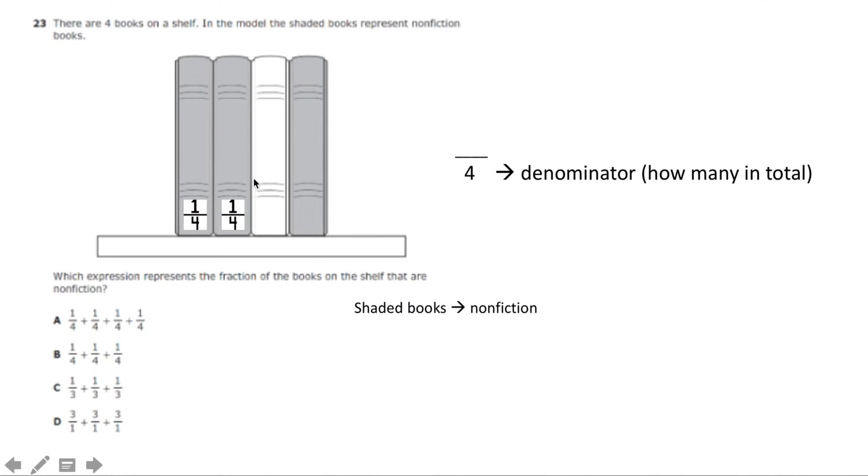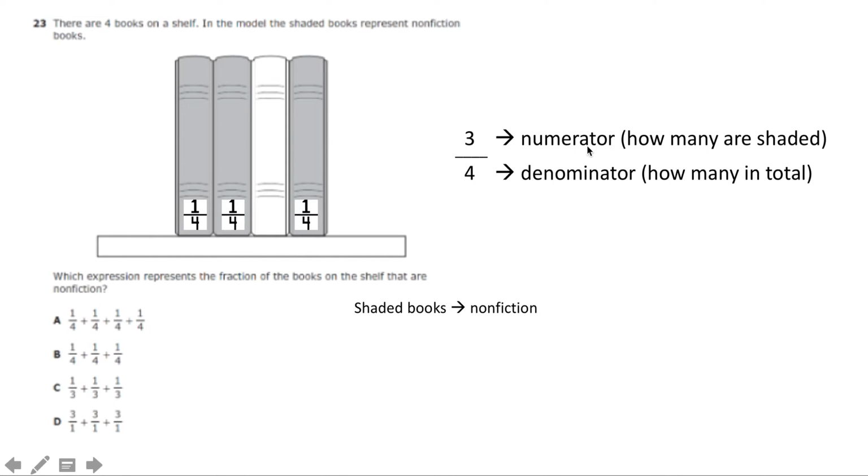I'm going to skip this non-shaded book because the question's not asking me about that. It's only asking me about the nonfiction books. So this is not going to be included in my expression down here. I'm going to go on to the next one. That one's going to be 1/4. So now I see that I have 1, 2, 3 nonfiction books. That means that I have 3/4 of my books are nonfiction.